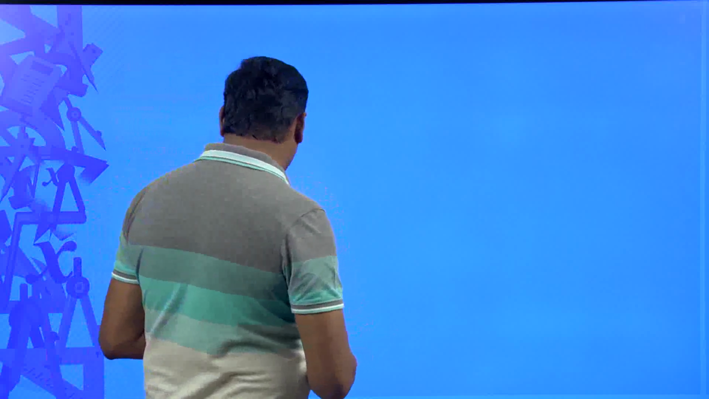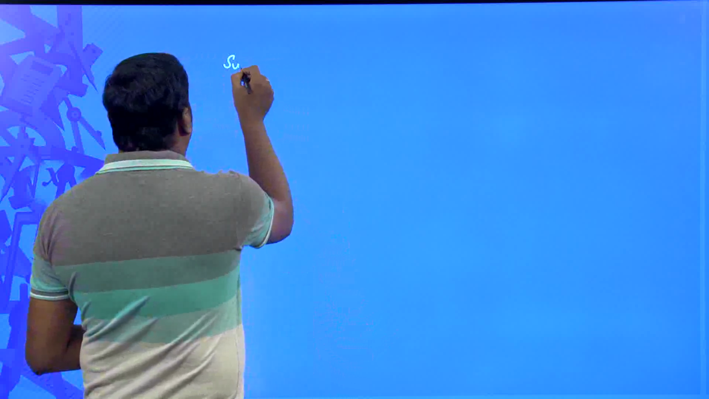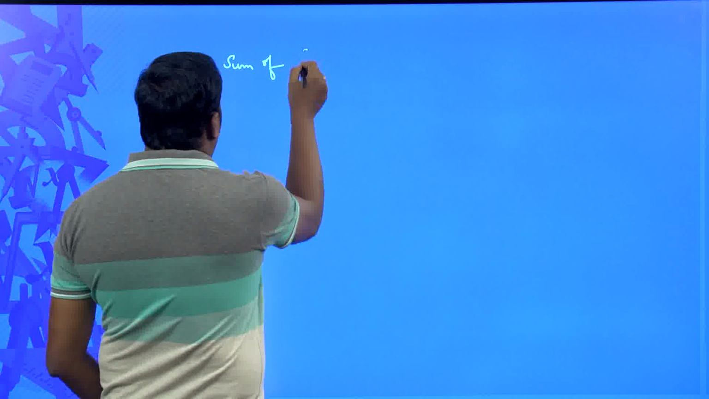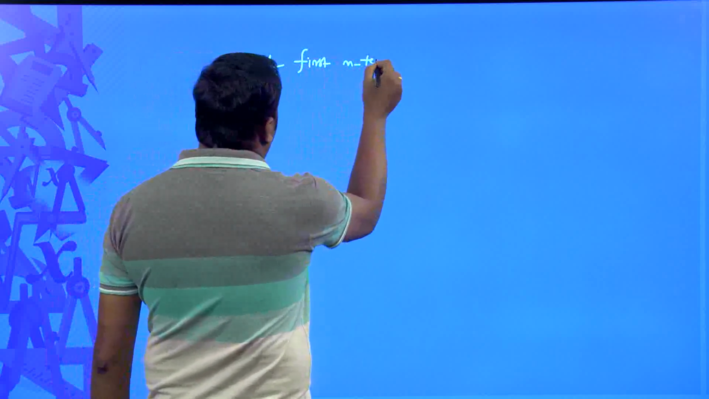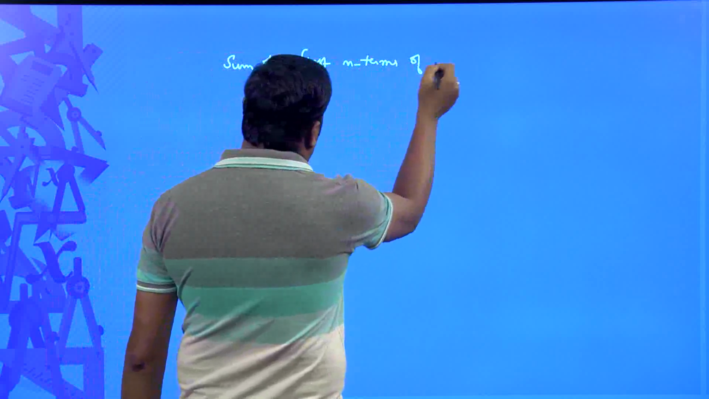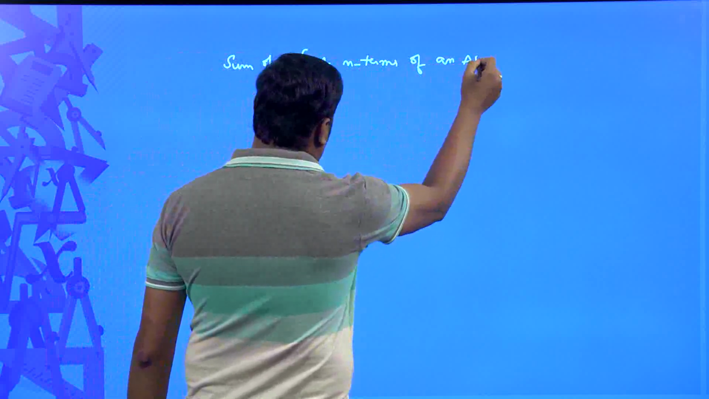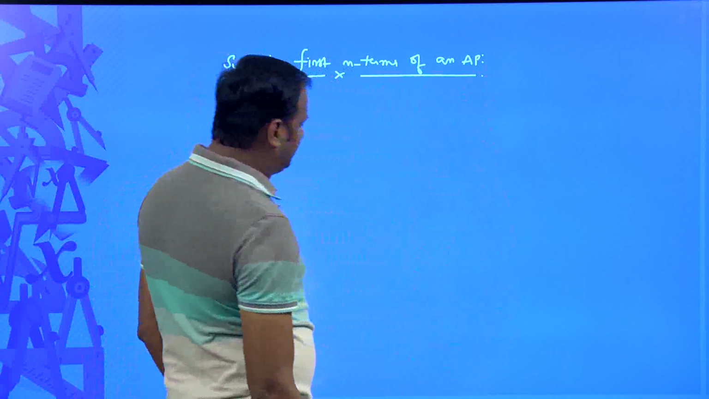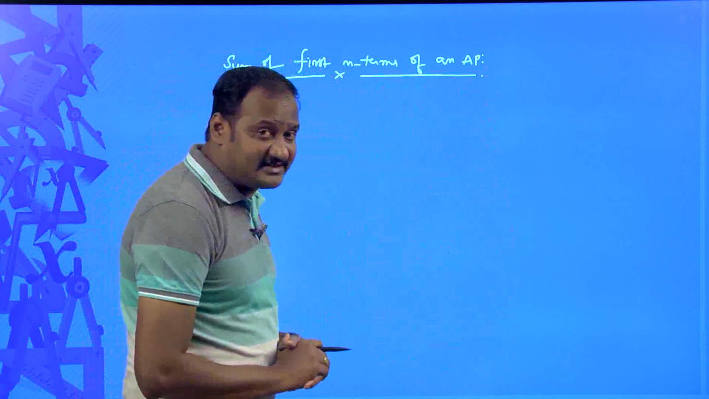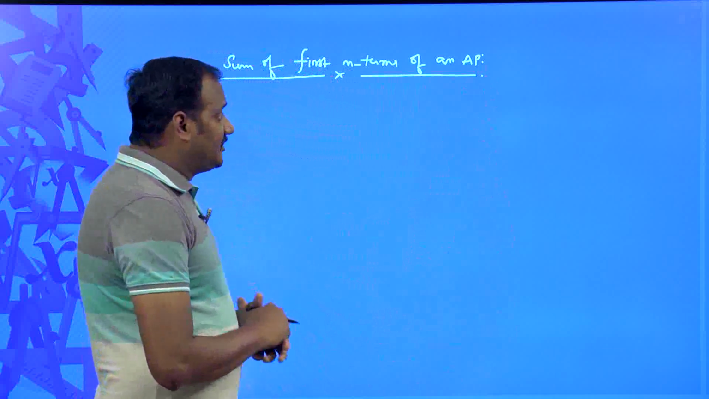For that, I am going to take the general form of an arithmetic progression. So, what is the concept that we are going to discuss now? We are going to discuss the sum of first n terms of an arithmetic progression. Okay. Sum of first n terms of an arithmetic progression. For that, I am going to take the general form of an arithmetic progression.